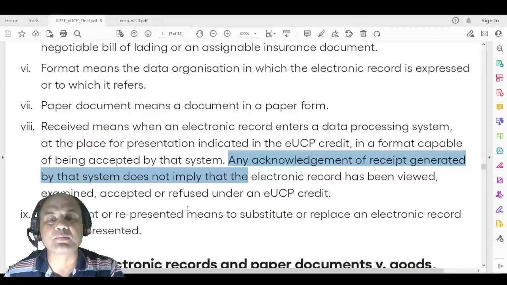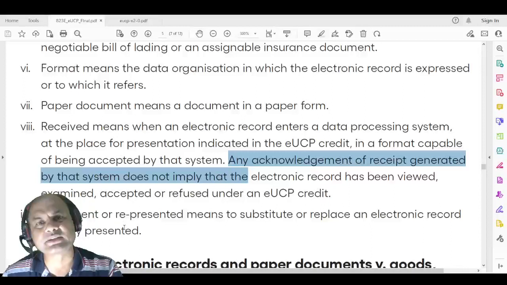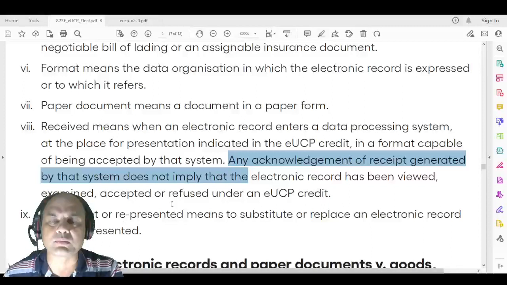Represent or represented means to substitute or replace an electronic record already presented. Whenever I say kindly represent that document, what does it mean? Suppose you submit a bill of lading to me before the due date, or not a bill of lading, any document, let's say any certificate, because a bill of lading is a crucial document. I am the issuing bank, and I say kindly represent this document before such and such date, whatever date I give you.